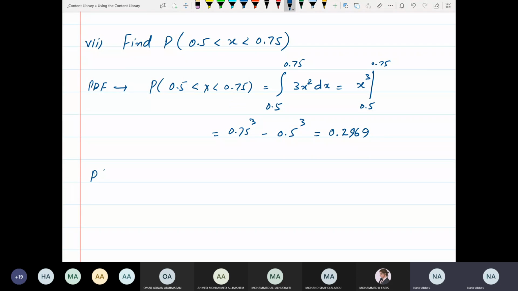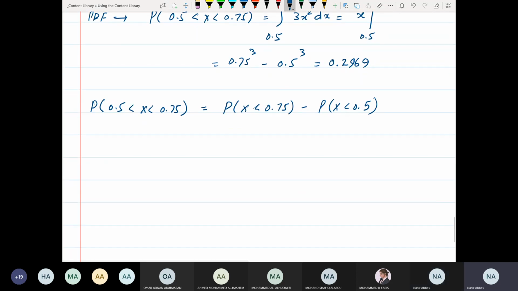The probability of x between 0.5 and 0.75 can be written as the probability of x less than 0.75 minus the probability of x less than 0.5. Let me avoid the equal signs totally. I'm going to explain how, and I'm going to tell you what mistake you guys are going to make here. This is the domain of x from 0 all the way up to 1.